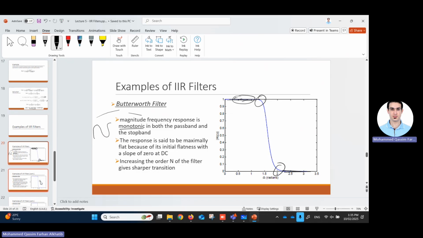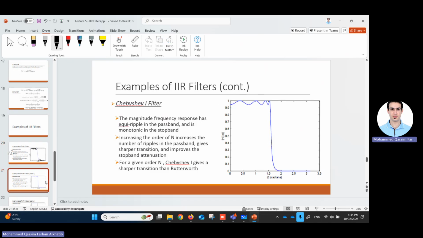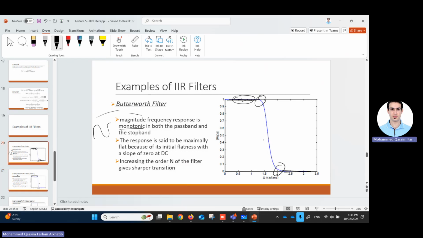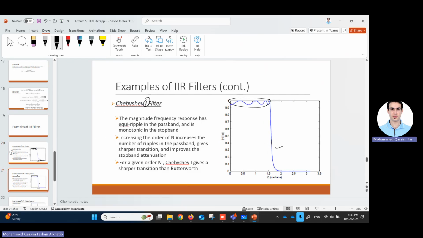Another filter, Chebyshev filter, that's Chebyshev type 1. It has these variations at the pass band. However, when you compare this one in terms of transition compared to the Butterworth, this one is sharper, but has this issue. So there are trade-offs always. Like if you're looking for a sharp filter, this one is better. If you're looking for a filter that has good smooth pass band, this one is a better one.